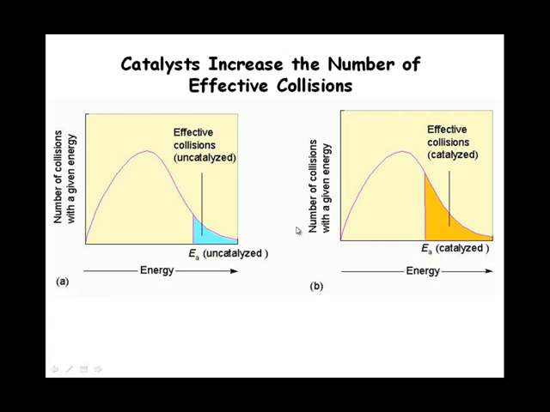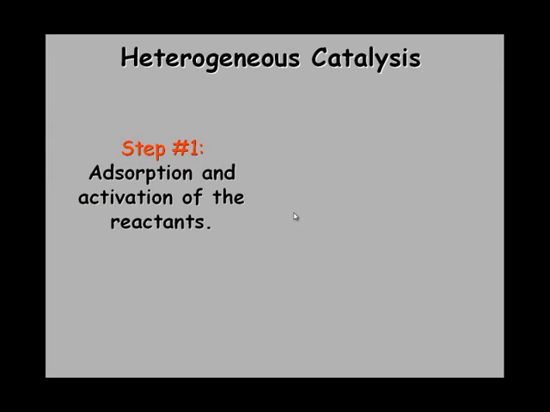Now, catalysts can function in a variety of different ways. One way is to increase the number of effective collisions. So note on the left there, the uncatalyzed, the blue area, the number of effective collisions. Notice on the right, same type of reaction, but it's been catalyzed, and notice the large yellow area, those are the effective collisions. So you get a greater number of effective collisions.